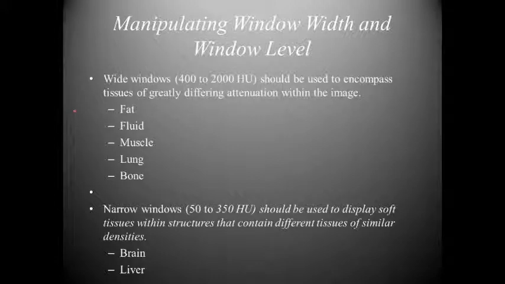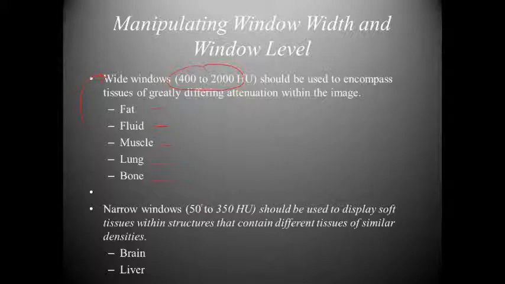So wide windows are usually 400 to 2000 Hounsfield units. So it has this amount in between the area. And it should be used to encompass tissues of greatly differing attenuation within the image, such as fat, fluid, muscle, lung, and bone. So a wide window will help display all of these.